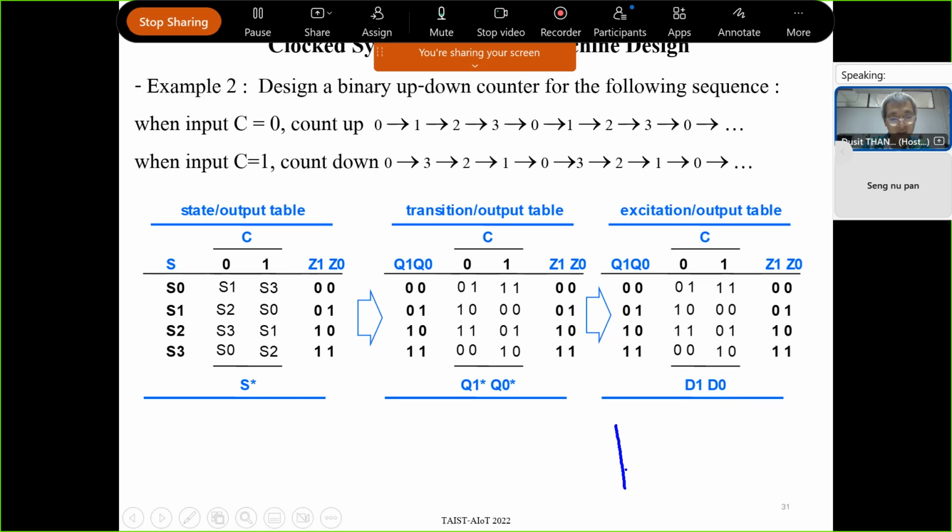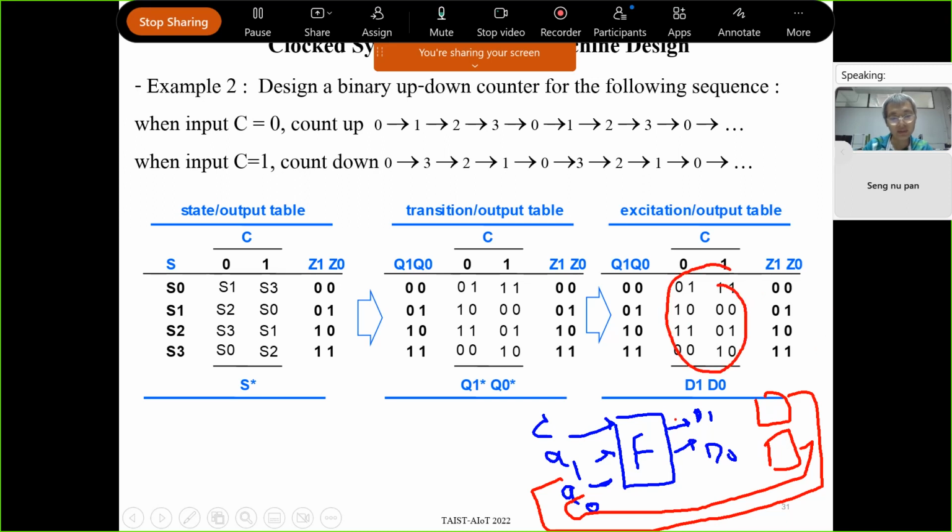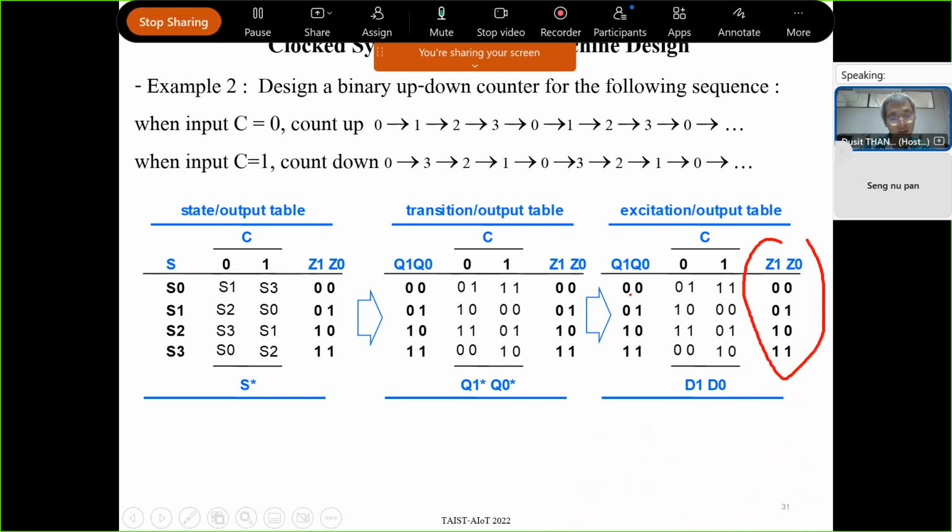So from this, you know the relationship between the outputs of circuit F, D1 and D0, and the inputs C, Q1, Q0, right? Q1 and Q0 are feedback from the flip-flops, okay? So when you use a K-map, you can determine the equations for D1 and D0. For the output also, you can use a K-map.